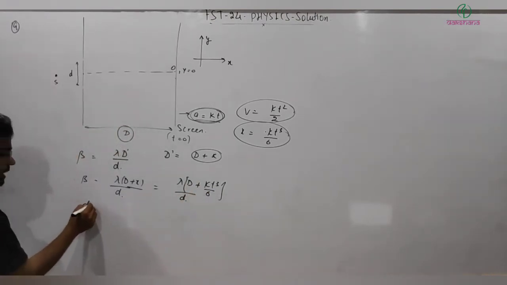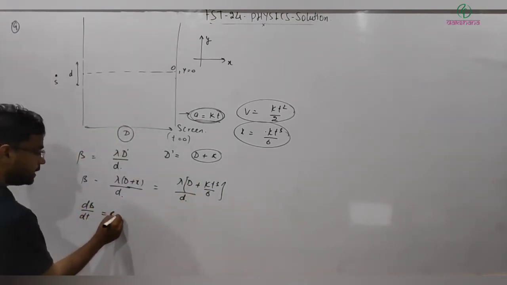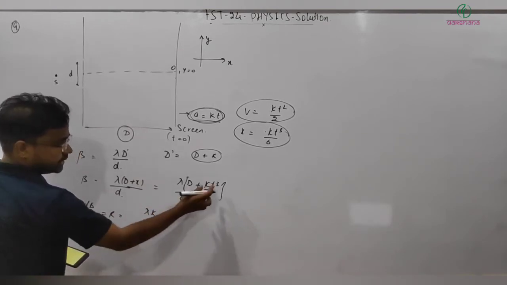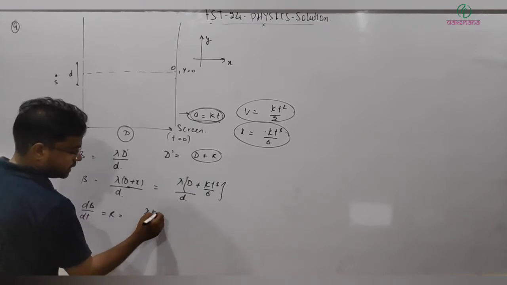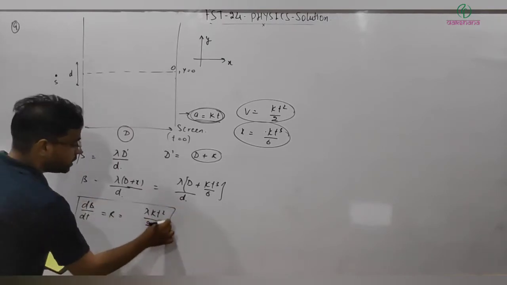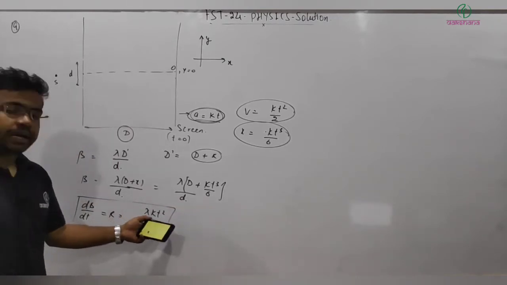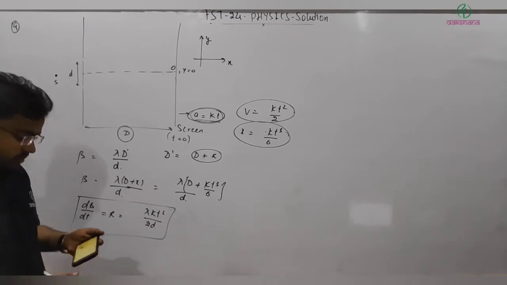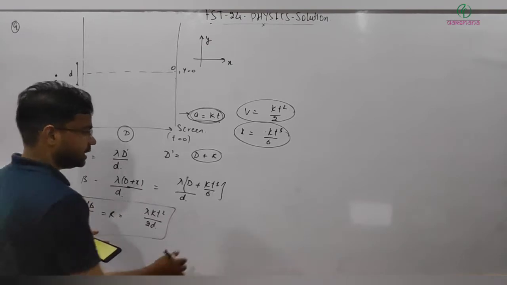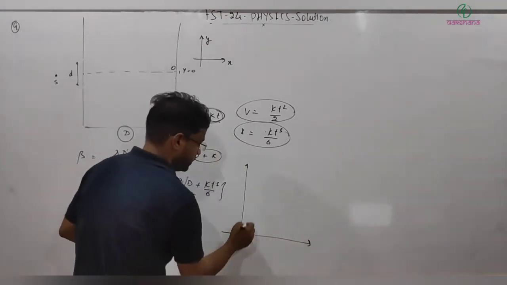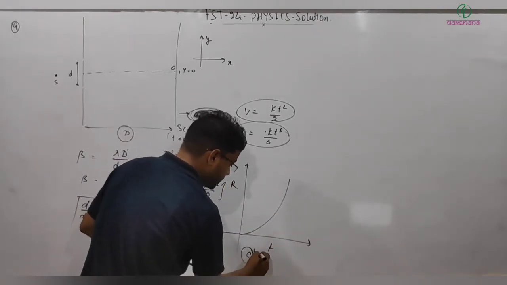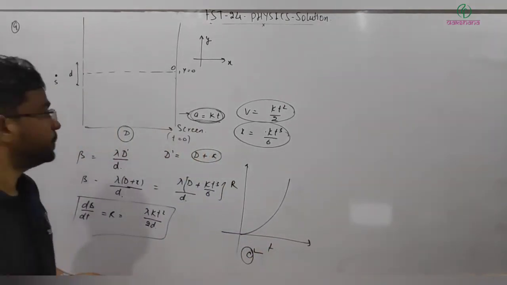Then what is dβ/dt? That is the rate, and differentiating it will come out to be λK₃t²/2d. So you can see it's a parabolic graph. At t equal to 0 it will be starting from 0, and it will be increasing to a maximum. So if you plot it, it's a parabolic curve, which simply matches with this. So this is r versus t, and that answer matches with option C.